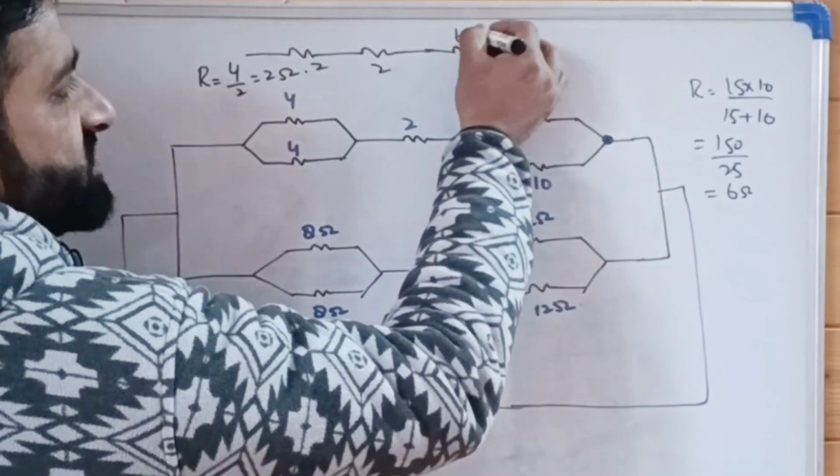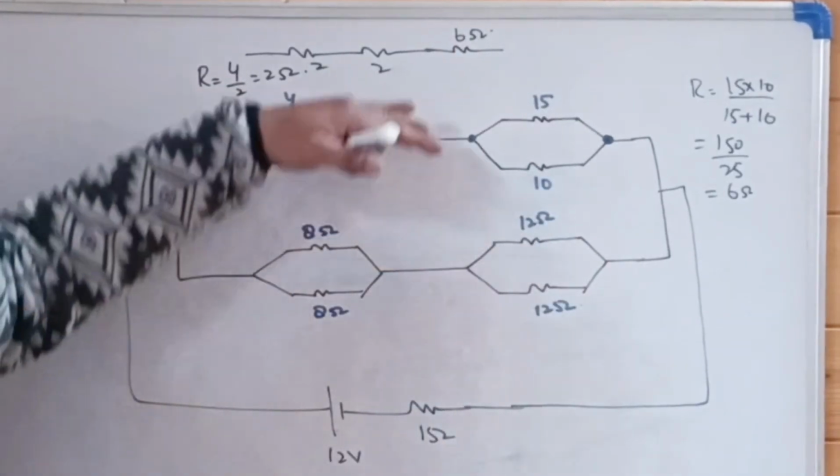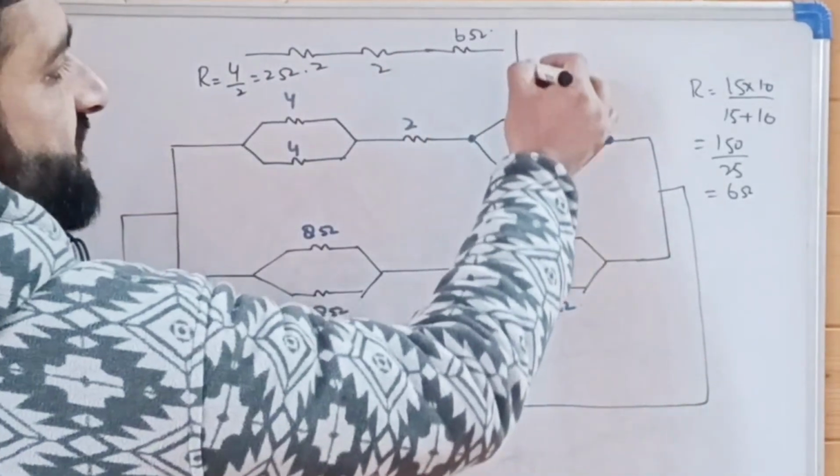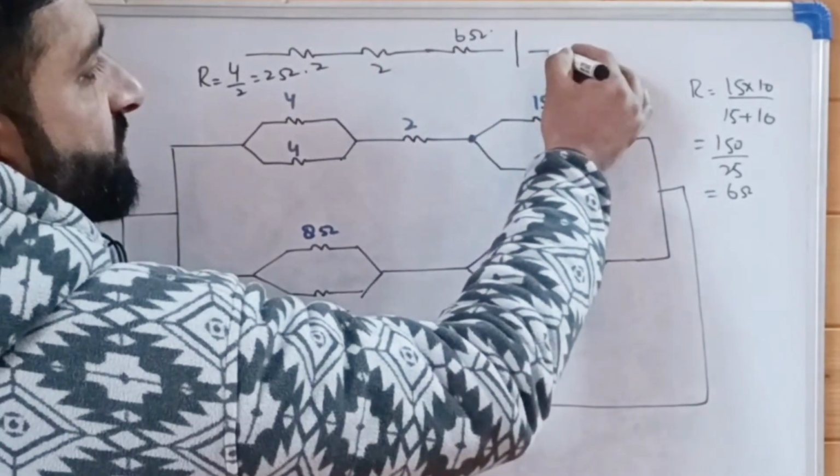So this network of resistance in the upper branch is equal to a series resistance of 2 ohm, 2 ohm and 6 ohm. So the net resistance of the upper branch is equal to 10 ohm.